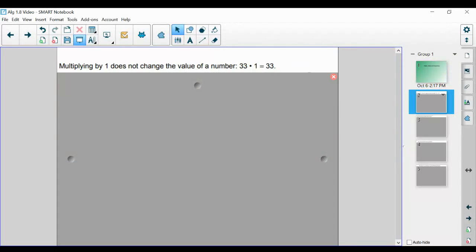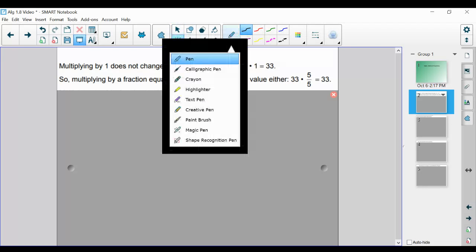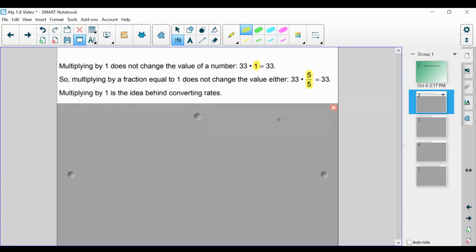So we know this overall idea about multiplying by 1 does not change the value of a number. So for example, if we had 33 and we multiply it by 1, that's still equal to 33. So multiplying by a fraction that's equal to 1 also does not change the value either. So if we have 33 times 5 over 5, well, that's also equal to 1. So 33 times 1 is now 33. So by multiplying by a fraction that has a value of 1, we're not changing the overall value.